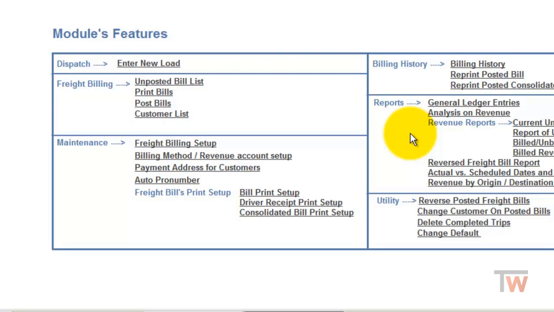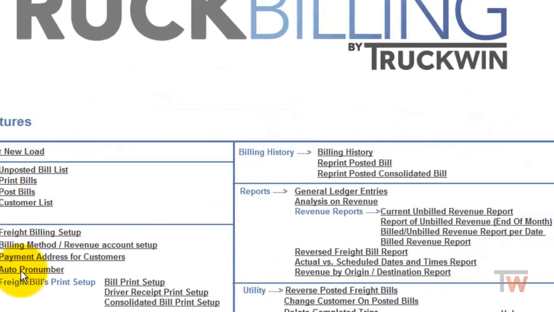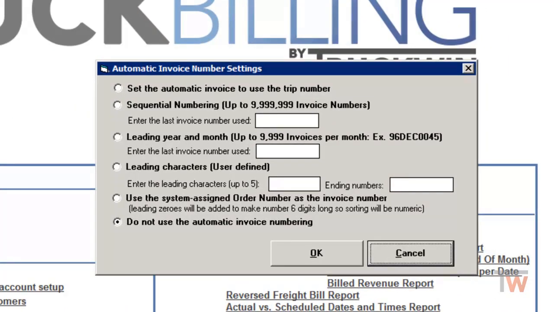The next thing you'll want to do is set up the Auto Pro Number inside billing. So under maintenance, you'll go to Auto Pro Number. There is a list of options in here, and I'll briefly touch on each one. You will choose whichever option fits your needs best.